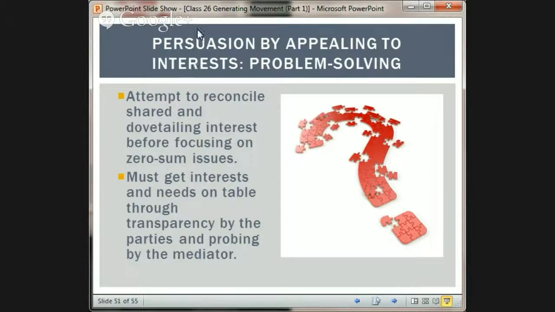Okay, then shifting to persuasion by appealing to interest and problem solving. So here it's an attempt to reconcile shared and dovetailing interests before focusing on zero-sum interests. Must get the interests and needs on the table through transparency by the parties and probing by the mediator. So this, we've talked a lot about this before. This is nothing new. It's just being recognized as a category of persuasion.